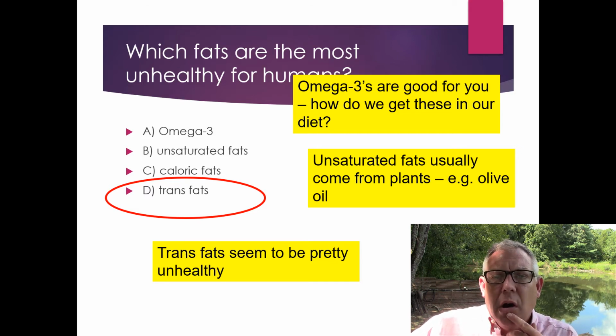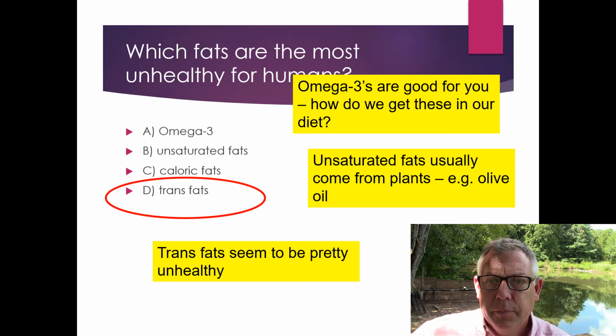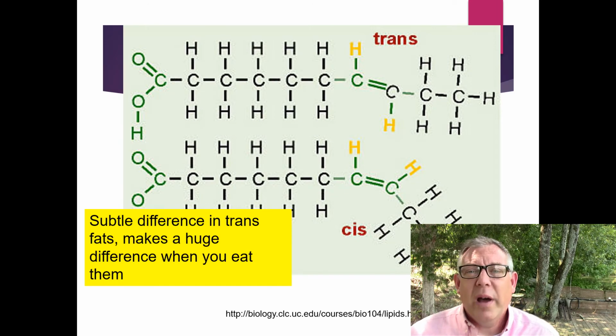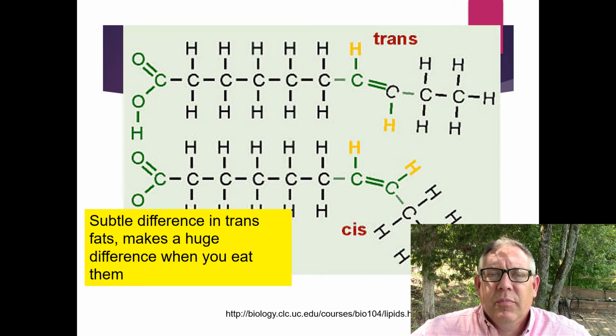Unsaturated fats are fats that usually come from plants, like olive oil and things like that. And you've probably heard of caloric fats. That's a made-up thing. That's nothing. You've probably heard of saturated fats. Saturated fats tend to come from animals more. But those trans fats seem to be pretty unhealthy. And so what is a trans fat? Basically, it's just got a slightly different double bond in one of the fatty acids.